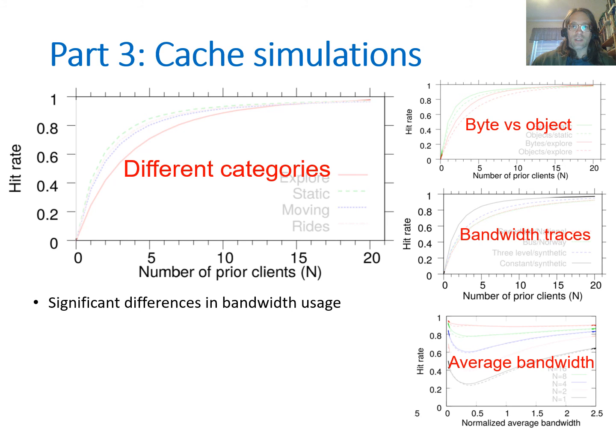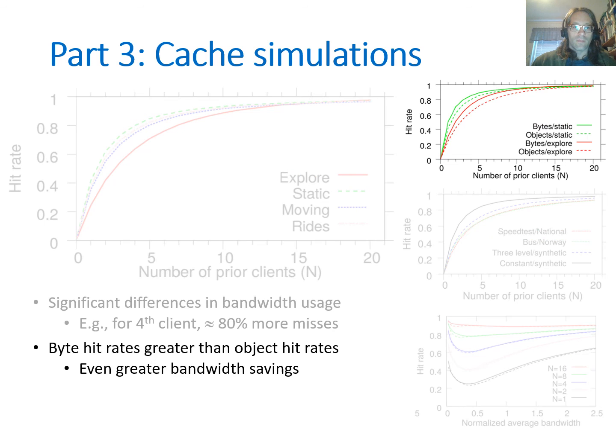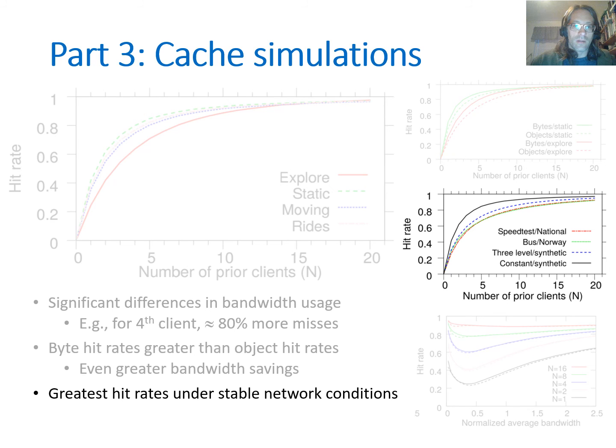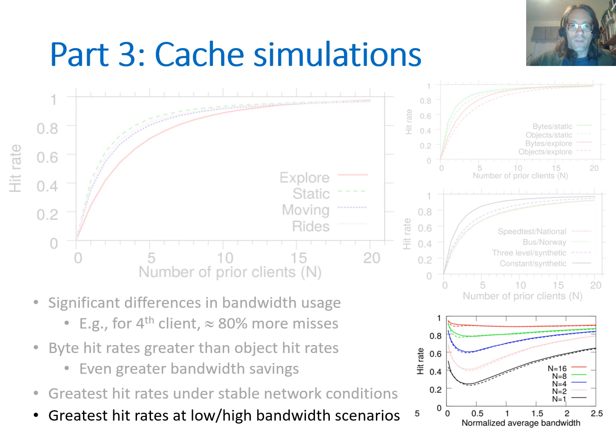Let's next look at the bytes versus objects. In general, we observe higher byte hit rates than object hit rates. This suggests even greater bandwidth savings than the previous results. When we consider the impact of network traces, we observe the greatest hit rates under stable conditions. Finally, when considering the average bandwidth available to the clients, we observe the greatest hit rates in the low bandwidth and the high bandwidth scenarios, where most clients are likely to be viewing at roughly the same quality.